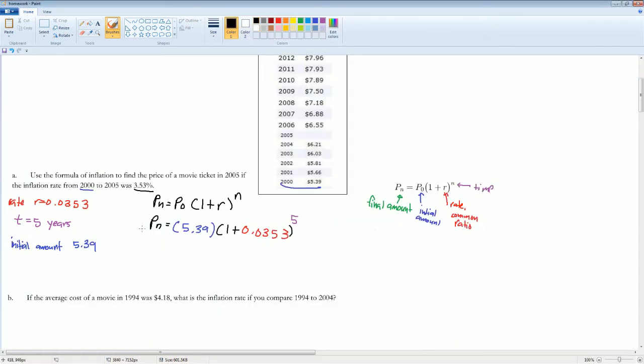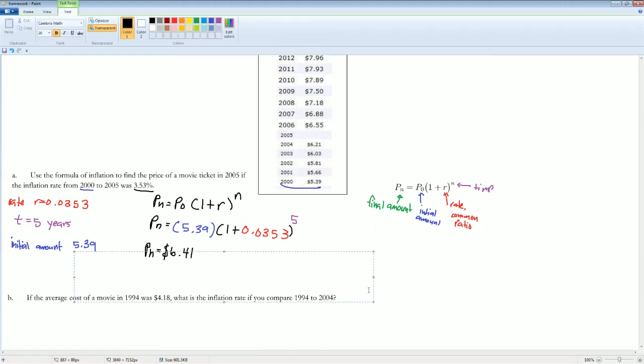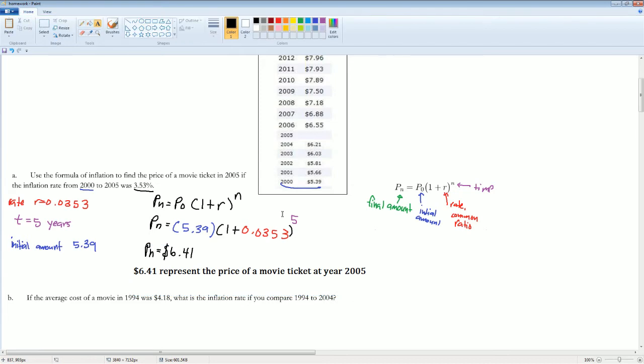All right? I'm going to write this and I want to see if it makes sense. Can I write 6.411? No. This is a dollar amount, so make sure you understand where to round. We only round to the nearest penny, which is $6.41. So you don't need this 0.1. Okay, so there you go. So what does this $6.41 represent? It represents the price of a movie ticket in the year 2005. That's what that price represents. Good? Okay.